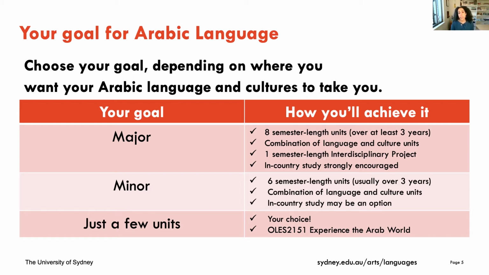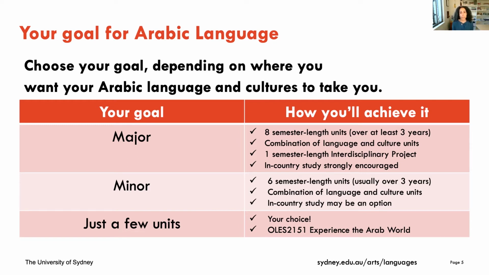Then there's also the in-country study, which we strongly encourage. I will talk to you later about the opportunities that we have in place. You could do Arabic as a minor, which would be fewer units, obviously. You can do 6 semesters of language and culture study, and then in-country study can be an option for you. You could also do Arabic as an elective. So let's say you're doing a full degree that doesn't have enough space for you to do a major or minor, you could opt to do Arabic as an elective unit.